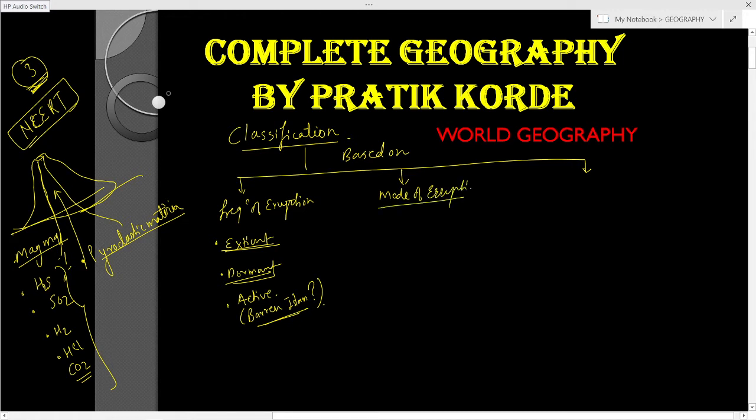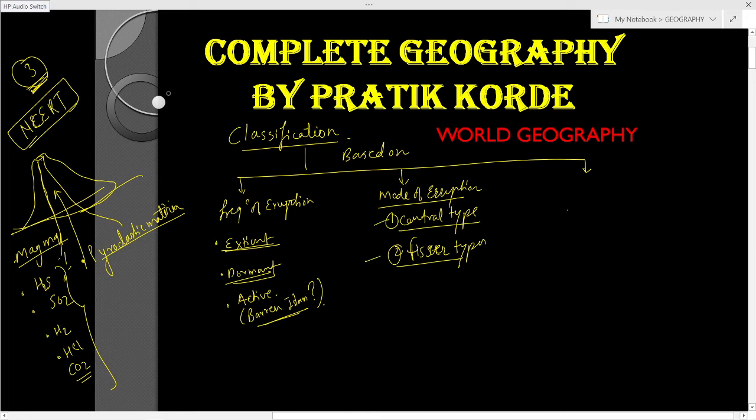The second classification is based on mode of eruption. First is frequency, second is mode of eruption. The first is central type, second is fissure type. In the central type, eruption is through a vent or opening, and fissure type is basically where magma flows through deep elongated cracks. For example, the Deccan Trap comes under fissure type. So the important thing is mode of eruption. There are two, central and fissure.